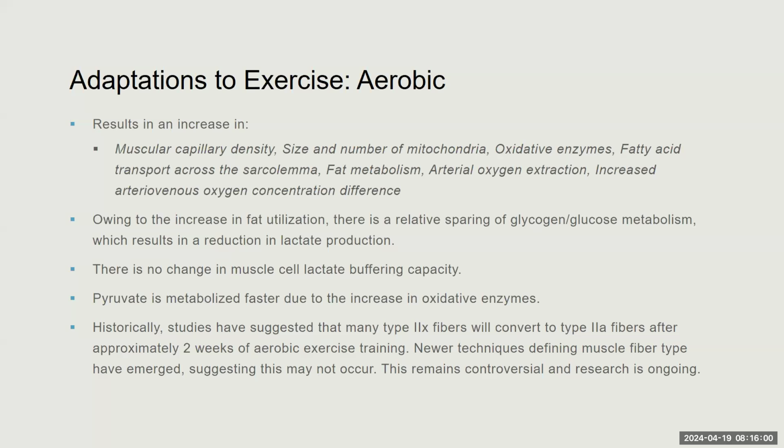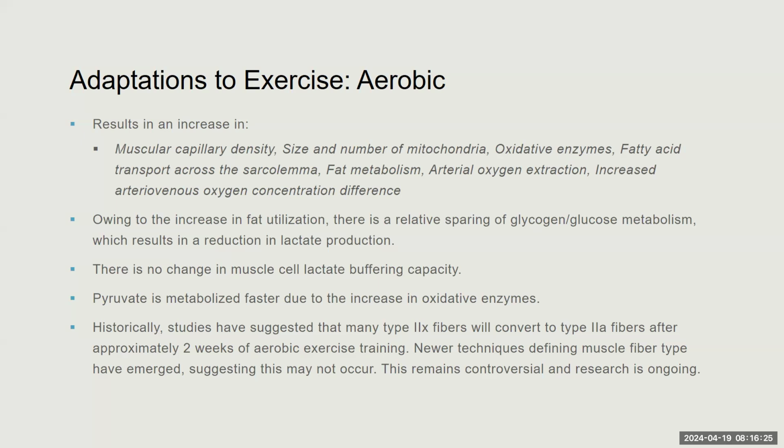And because of the fact that you can have this increase in fat utilization, there's actually a relative sparing of glycogen or glucose metabolism, which results in a reduction in lactate production. There's going to be no change in muscle cell lactate buffering capacity, and pyruvate can be metabolized faster due to this increased oxidative enzymes.